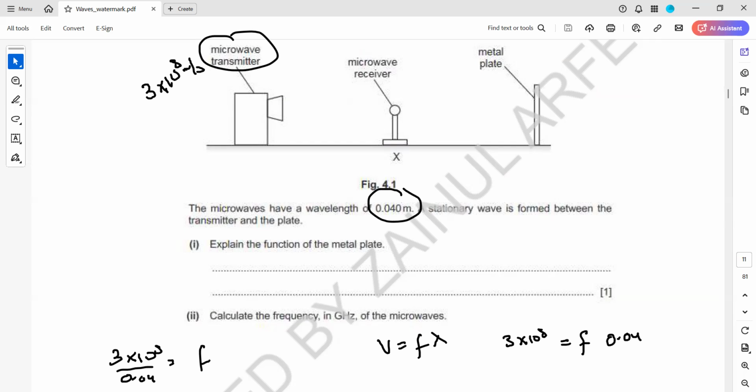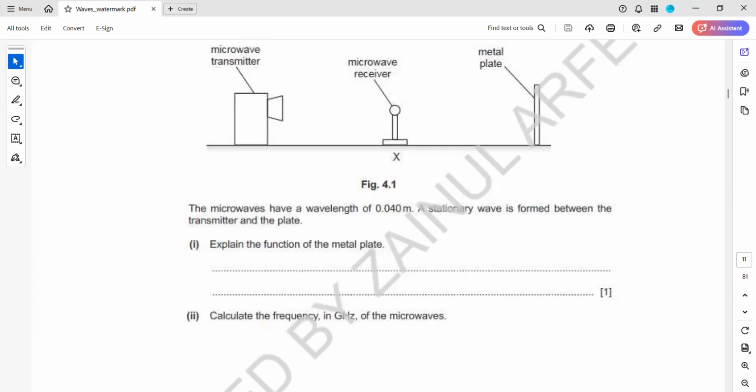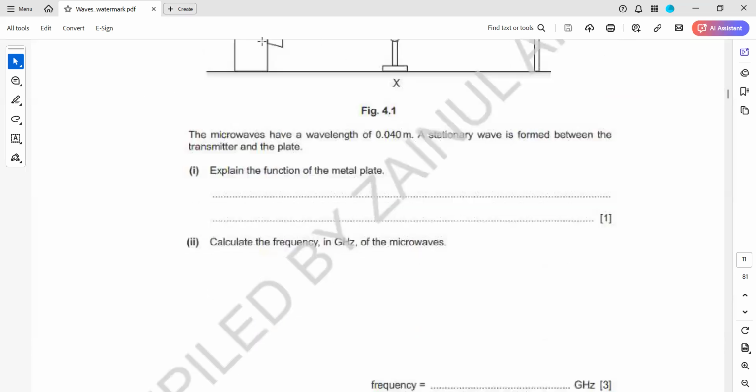7.5 exponent 9. So the frequency is 7.5 exponent 9. And exponent 9 is known as what? It's known as a giga. So we can say it's 7.5 gigahertz. The prefixes, that's the first topic, like kilo, mega, giga, tera.